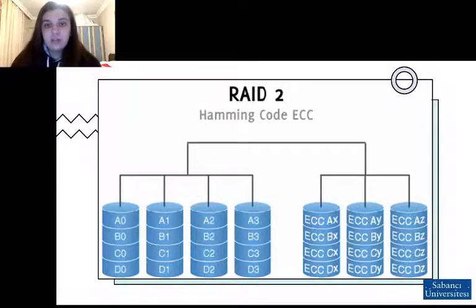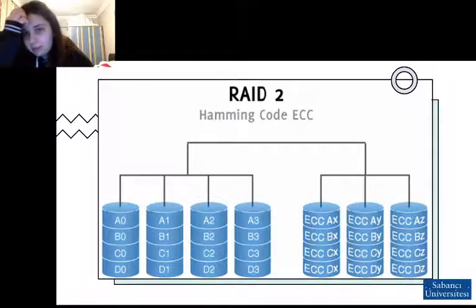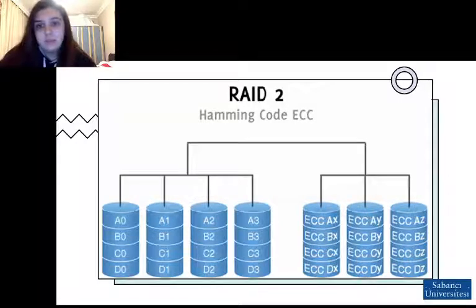In disk 1, we have blocks A0, B0, C0, D0. In disk 2, we have blocks A1, B1, C1, D1. In disk 3, we have blocks A2, B2, C2, D2. In disk 4, we have blocks A3, B3, C3, and D3. In disk 5, we have Hamming code ECC blocks corresponding to the previous disk blocks, that are ECCAX, ECCBX, ECCCX, ECCDX, and in disk 6 we have Hamming code ECC blocks ECCAY, ECCBY, ECCCY, and ECCDY, and in disk 7 we have Hamming code ECC blocks ECCAZ, ECCBZ, ECCCZ, and ECCDZ.